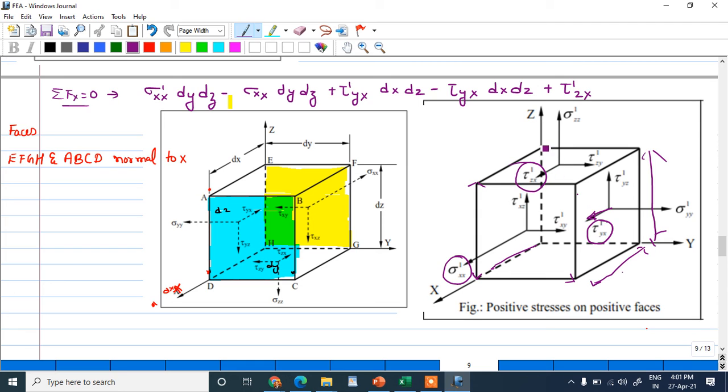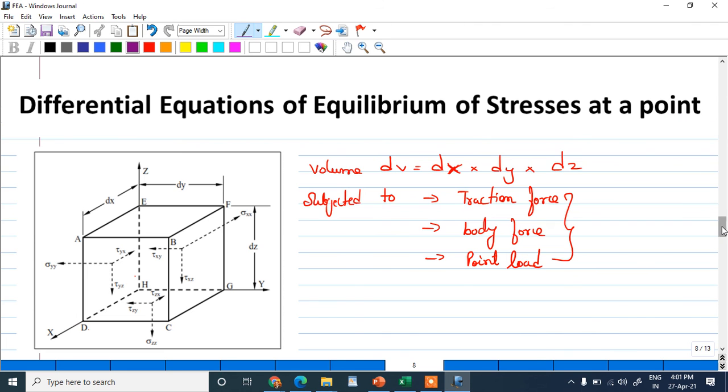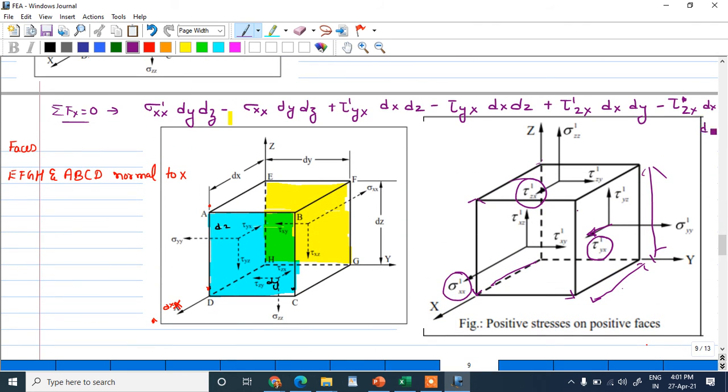So it is acting on the z plane, and the area will again be dx dy, minus tau zx dx dy. So this is resolving the forces in the x direction by considering only the stresses, and we need to consider one more force that is acting, that is self weight.